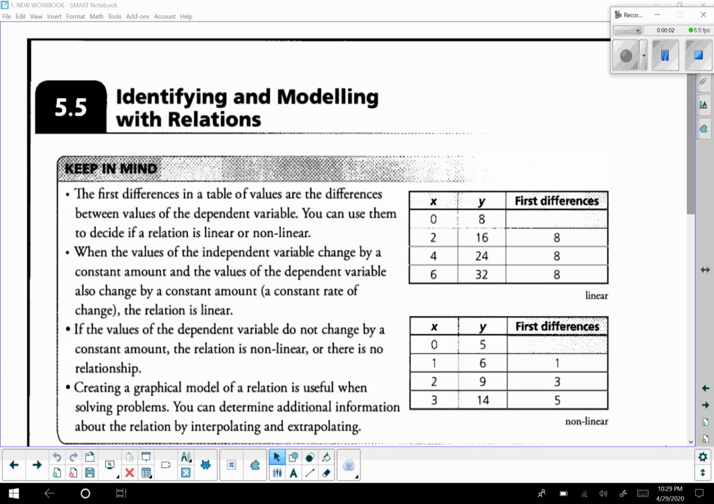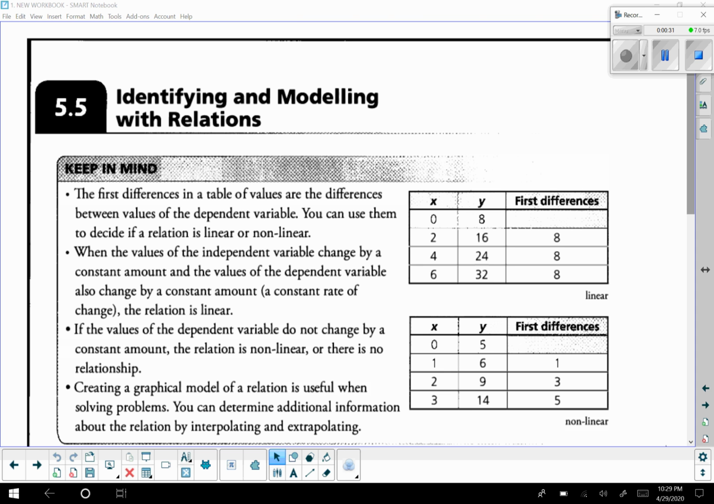Hello students, I'm very excited that we're doing section 5.5. This is the last section and we're going to finish it off with one question that essentially summarizes or reviews the whole chapter 5. So this section is about determining if a relationship that's presented to you is either linear or nonlinear in a different way than what we've done so far.